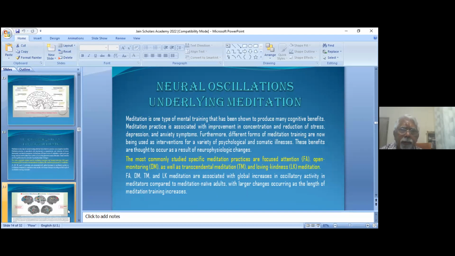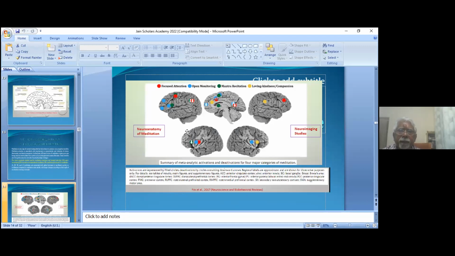Now, if you look at the imaging study, you can see different areas of the brain. Say the red one is focused attention, the blue one is open monitoring, this one is mantra meditation, and the yellow one is loving kindness. So in different meditations, you can see different cortical areas being activated, depending on the meditation technique.